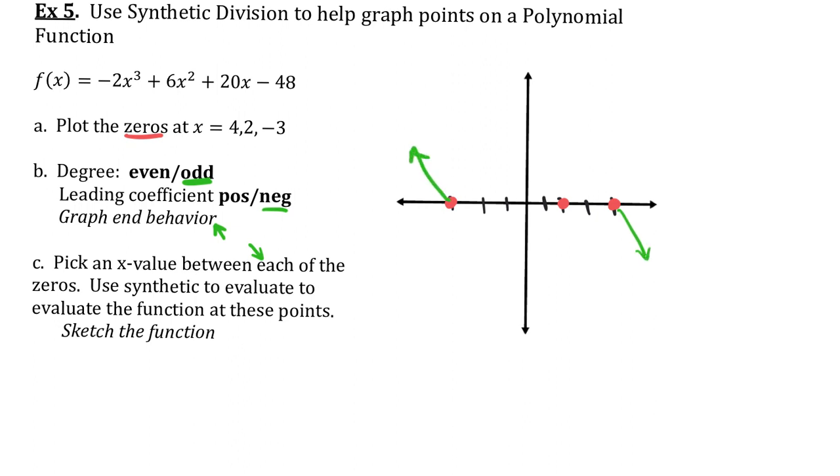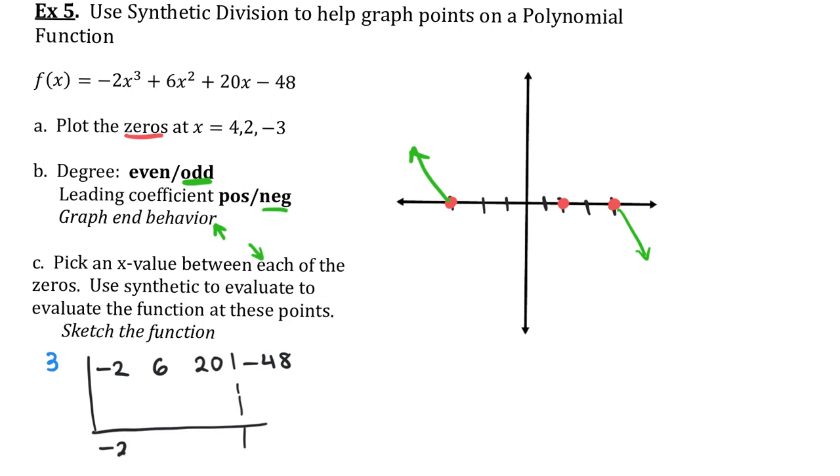Now pick an x value between each of the zeros. Use synthetic to evaluate the function at these points. So I want to use synthetic to figure out the values. If I go between 2 and 4, let's plug in 3. So I want f of 3. I'm going to use synthetic. So let me do 3. Let me set it up: negative 2x cubed, 6x squared, 20x, negative 48.